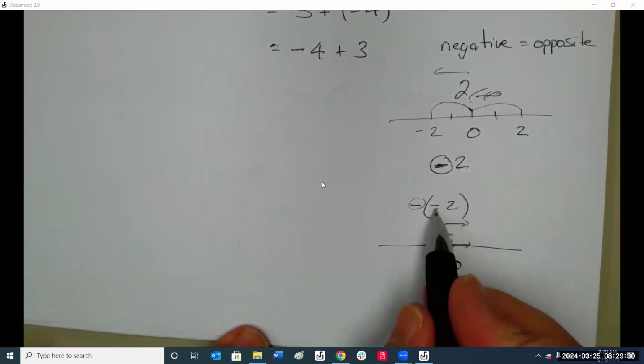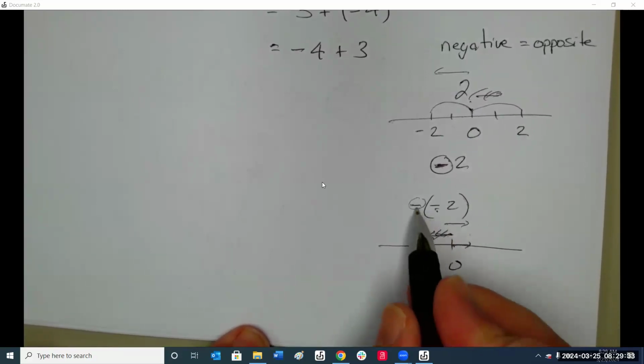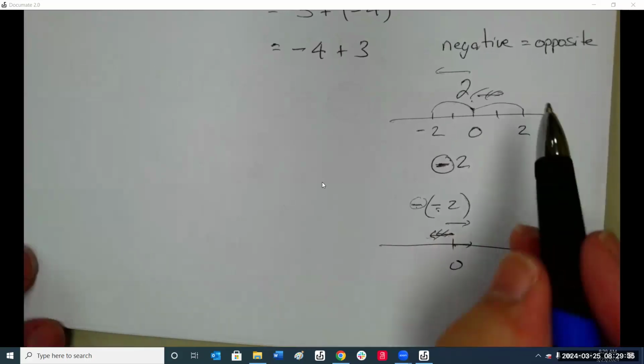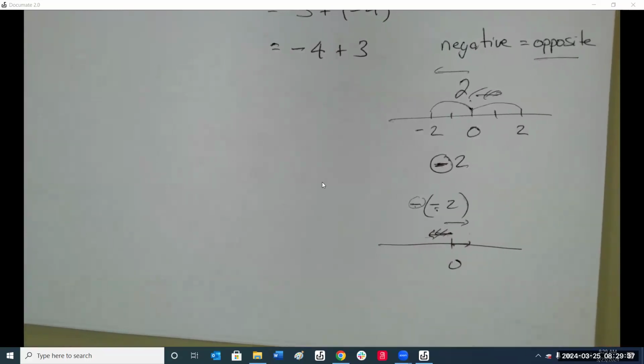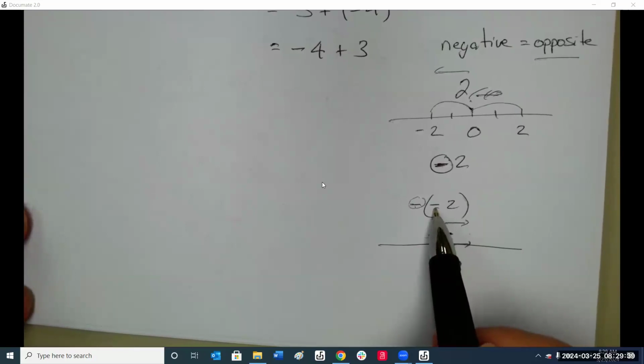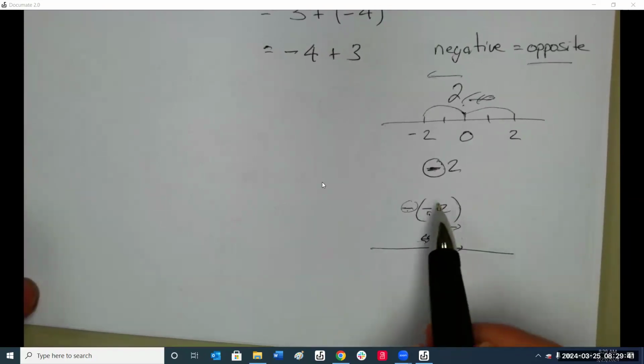So the first one says go left. Then the second one says switch using the concept of opposites. So go to the right, now we'll go to the left, and or left and to the right.